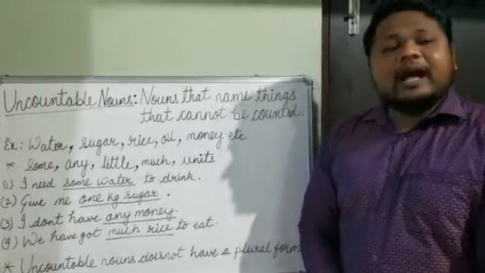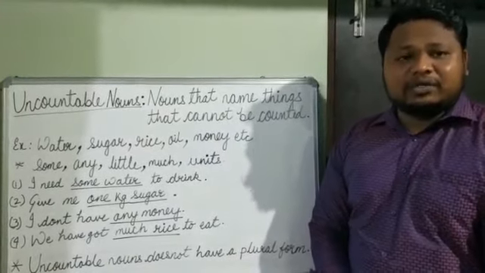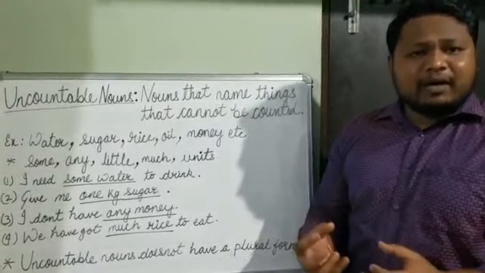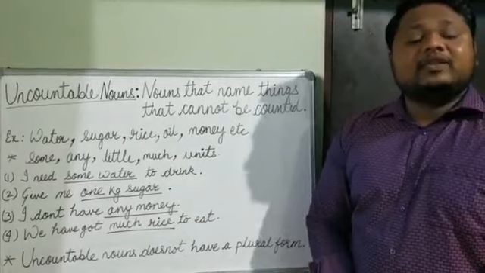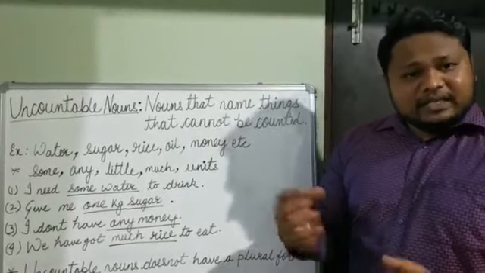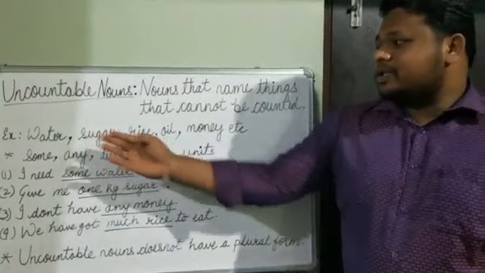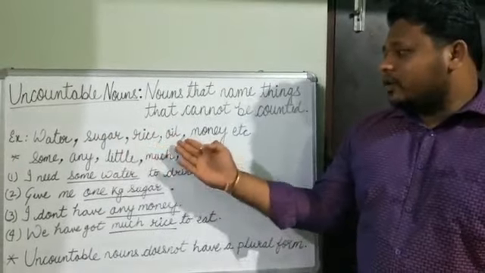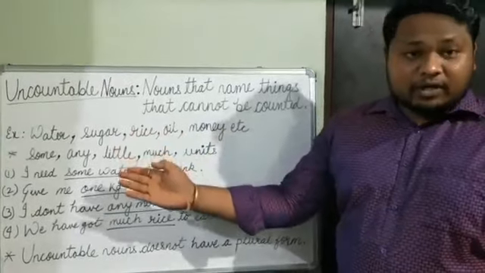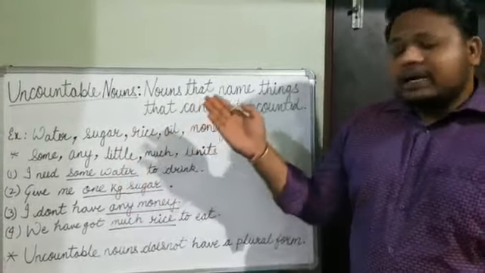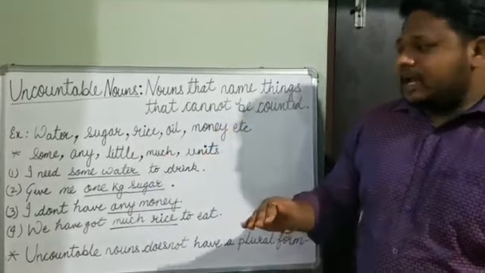Uncountable noun: nouns that name things that cannot be counted are called uncountable nouns. There are some nouns that cannot be defined in terms of numbers, that cannot be counted in numbers. Such nouns are called uncountable nouns. For example, water, sugar, rice, oil, money, etc. We cannot say I have 5 water or 3 sugar or 2 rice or 10 money. We cannot say that.